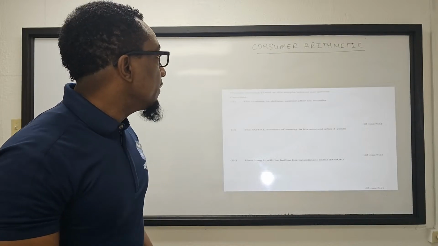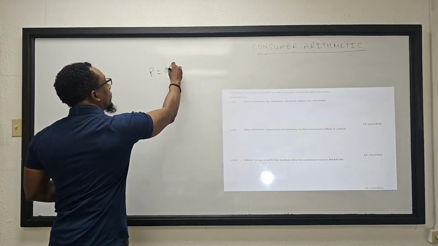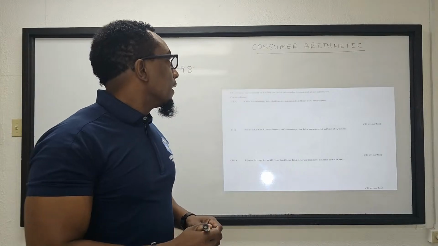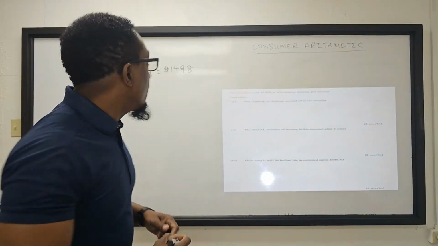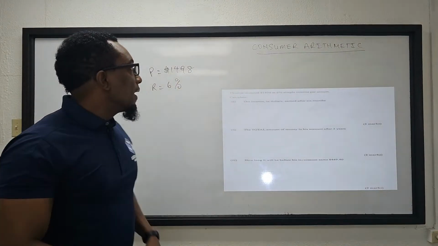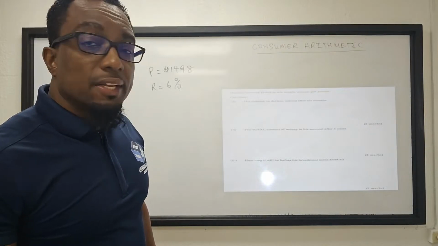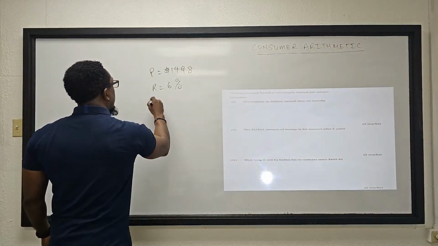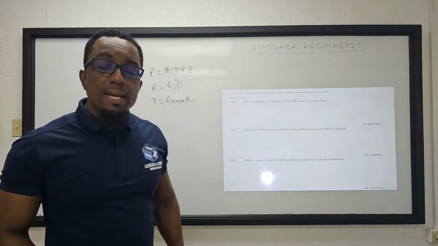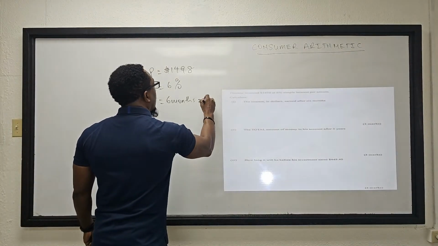So we have here Thomas invested, this is our principal, $1,498. And of course the rate R is 6%. And they want us to tell what's the interest in dollars earned after 6 months. So time is 6 months. But remember, the time must be represented in years. So 6 months will be half of a year.